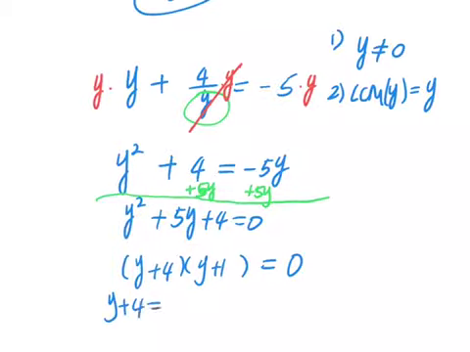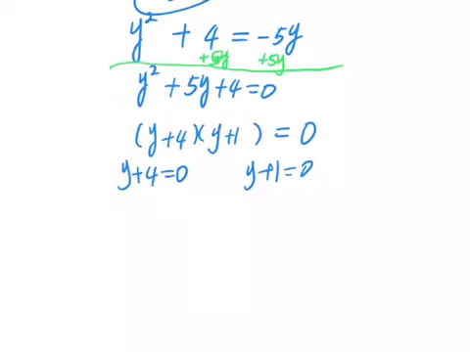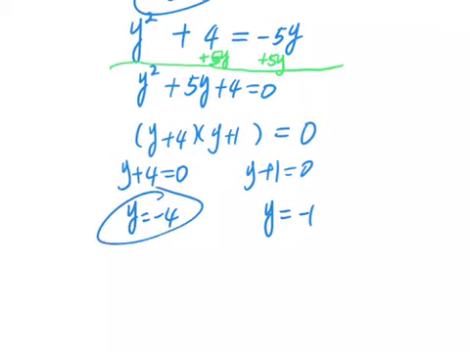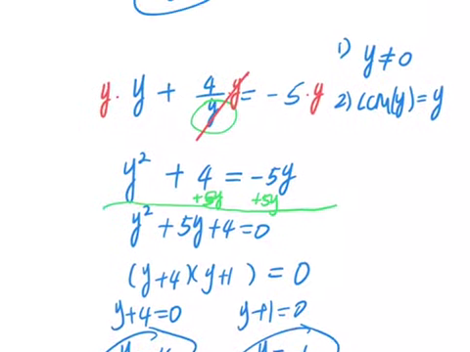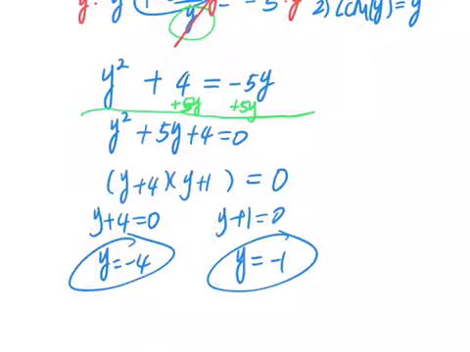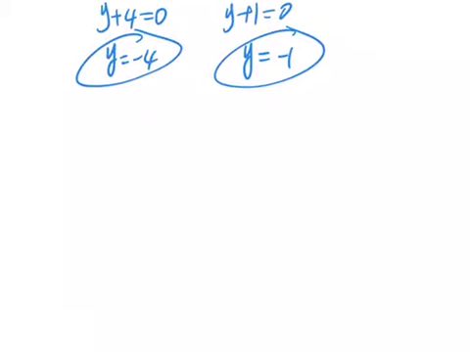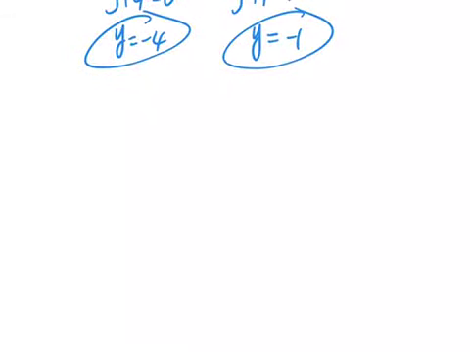So if y plus 4 is 0, we get one solution, which is negative 4. If y plus 1 is 0, we get another solution, which is y equals negative 1. We can keep both solutions because the domain says y is not 0, but these two are not 0. So we can keep both. Okay. Now let's look at the next one.